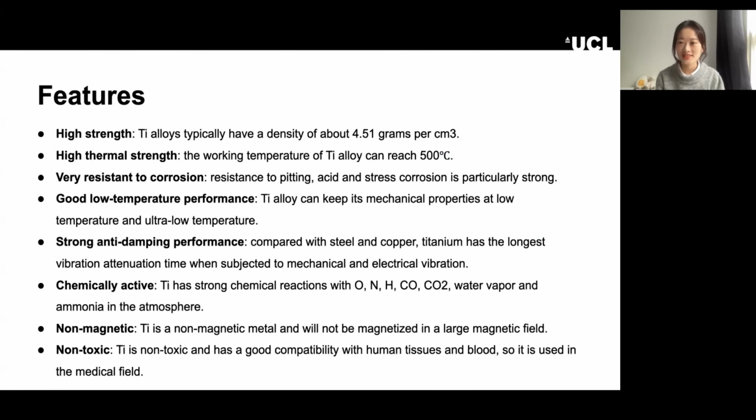What are the features? It means the physical and chemical properties. It has high strength, high tensile strength, very strong corrosion resistance, good low temperature performance and strong anti-damping performance. It's very active, but non-magnetic and non-toxic. And these features also made it a significant metal of the 21st century.